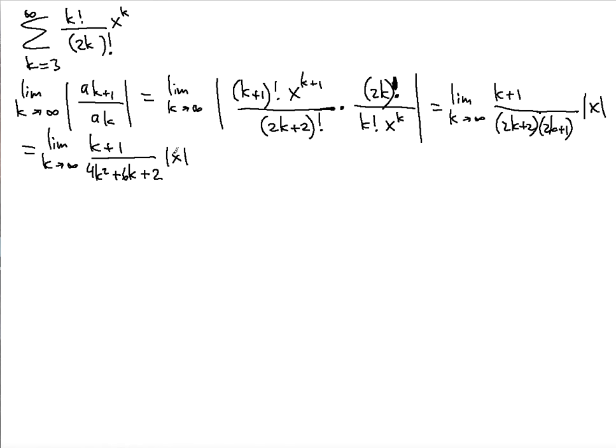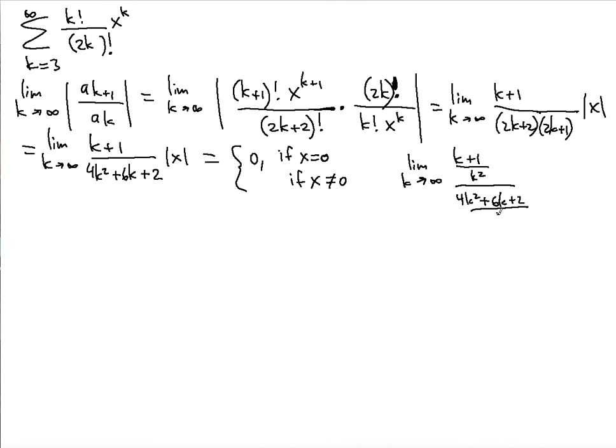So let's see. If x is equal to 0, then we will have convergence to 0, right? If x is not equal to 0, what do you think the value would be? The value would be by taking this limit, right? So we can take it here separately, dividing both the numerator and denominator by the highest power, which is k squared, right? So 4k squared plus 6k plus 2 divided by k squared.